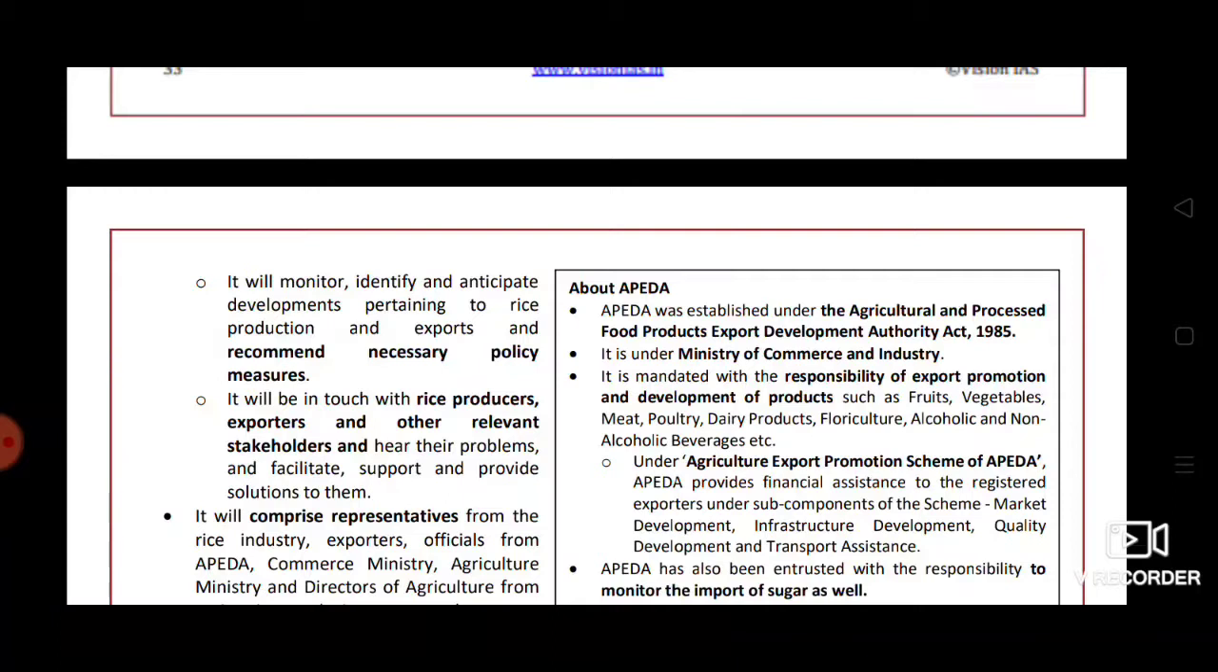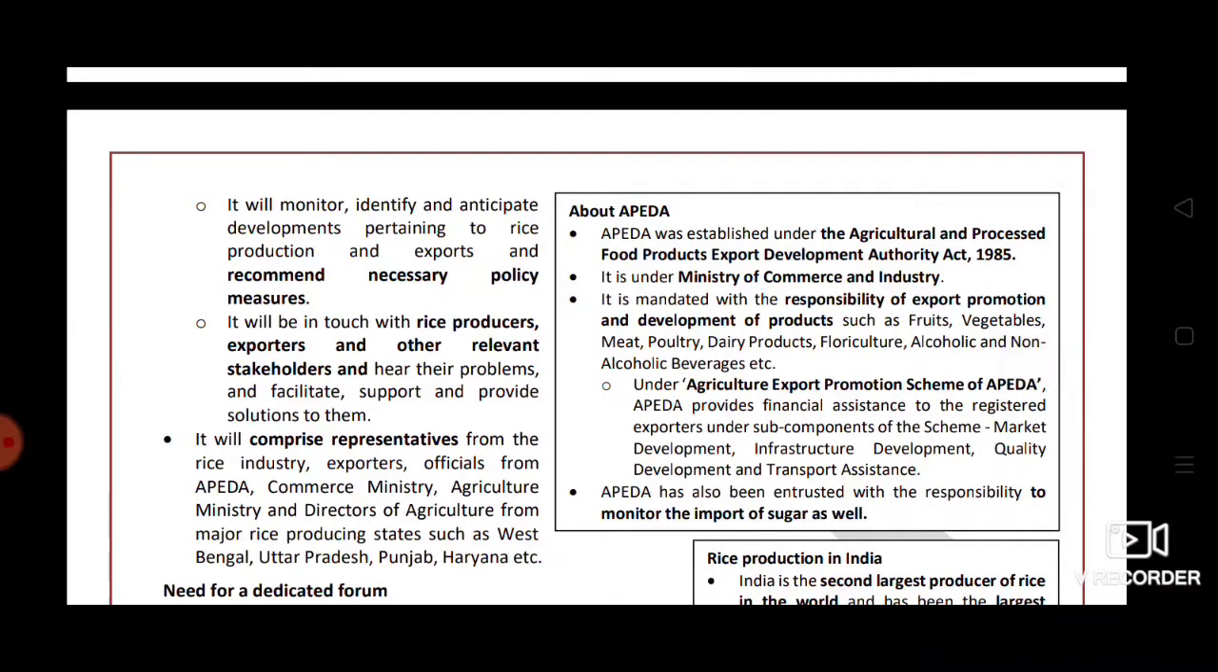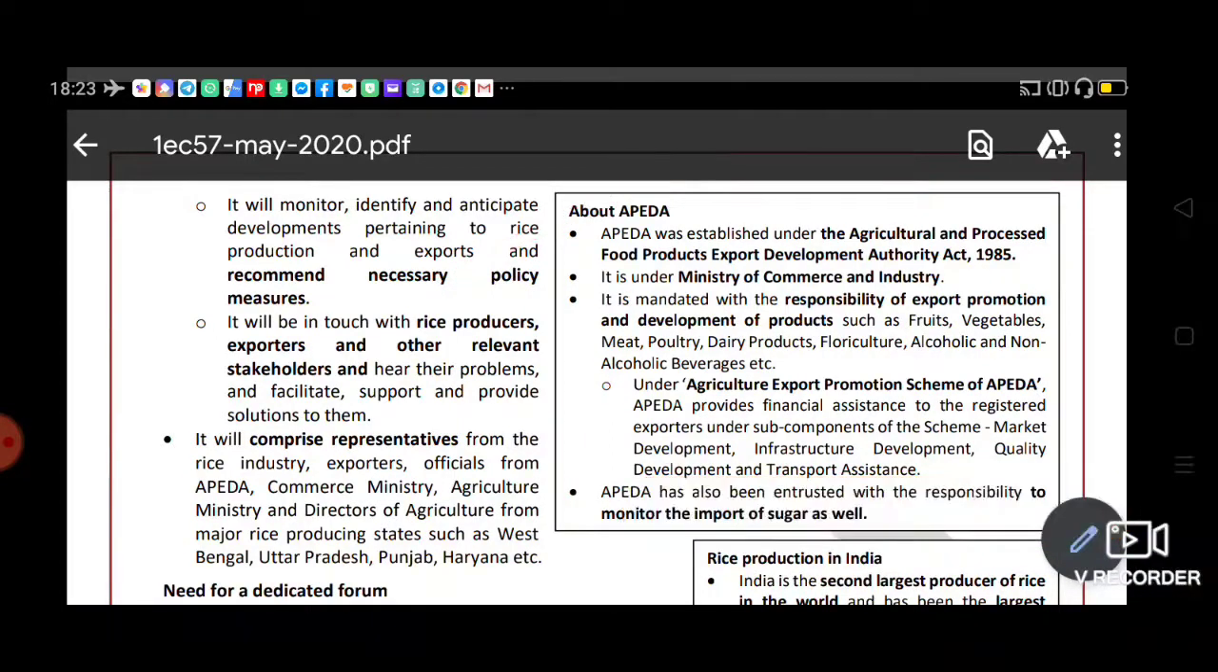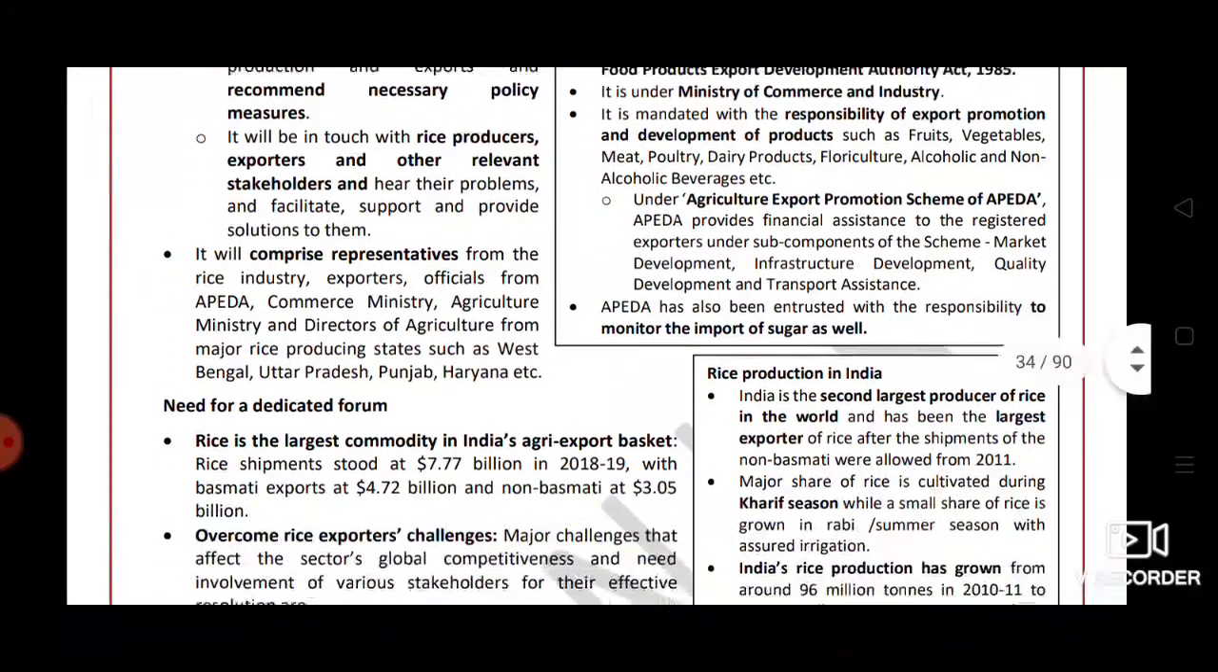It is mandated with responsibility of export promotion and development of products such as fruits, vegetables, meat, poultry, etc. Under Agriculture Export Promotion Scheme of APEDA, it provides financial assistance to registered exporters under sub-components of the scheme such as market development, infrastructure development, quality development, and transport assistance. APEDA has been entrusted with the responsibility to monitor the import of sugar as well. So just remember, APEDA, it focuses on the exports of the agricultural and processed food products, and made in 1985, part of the Ministry of Commerce and Industry, and helps in promotion of exports of various agricultural products by various methods. And it also imports sugar as well. So such questions can be asked.